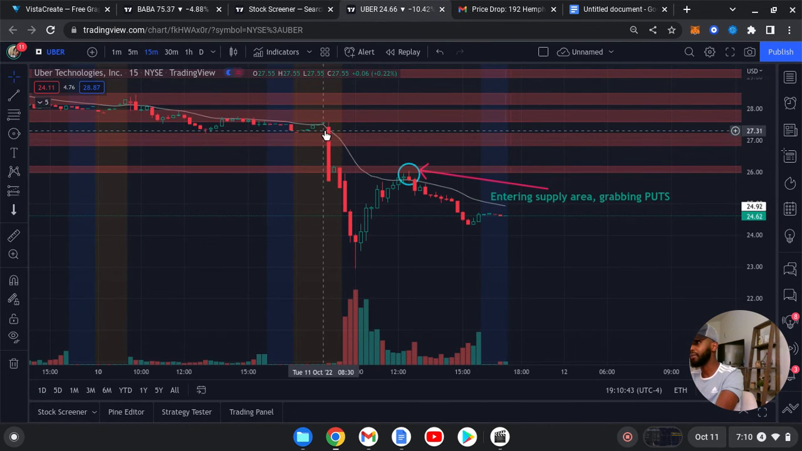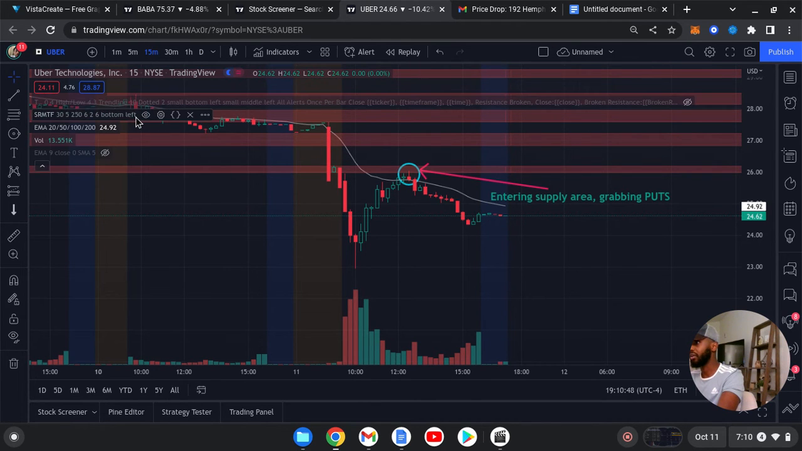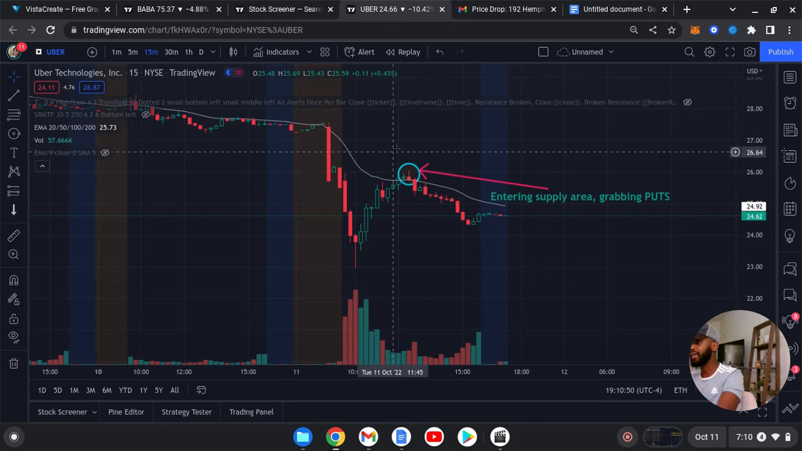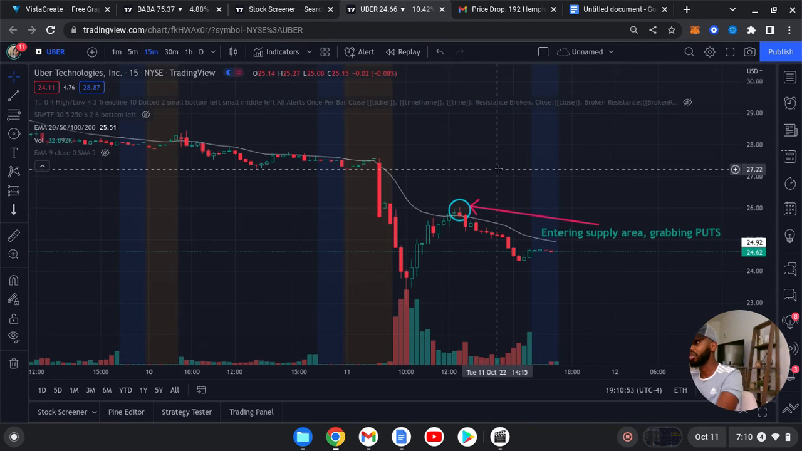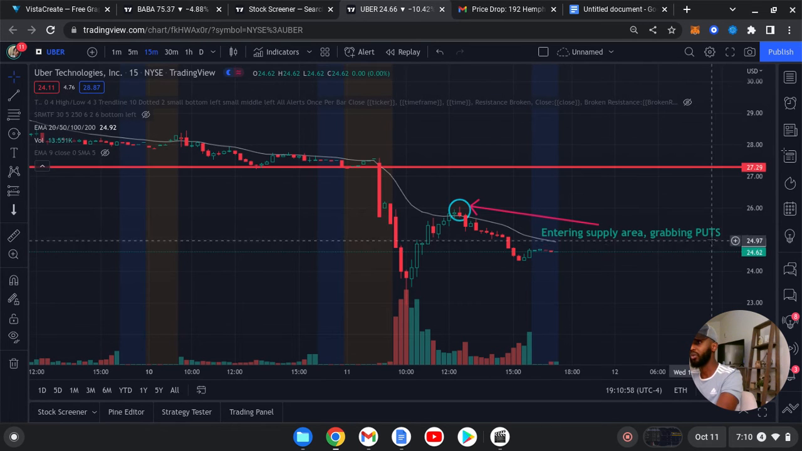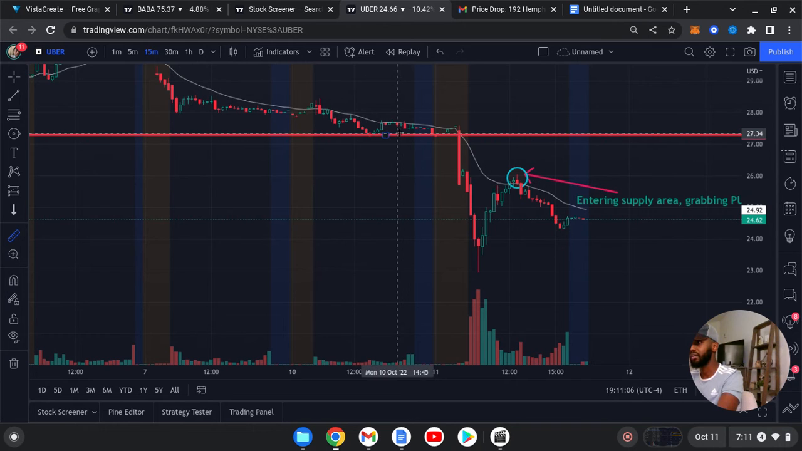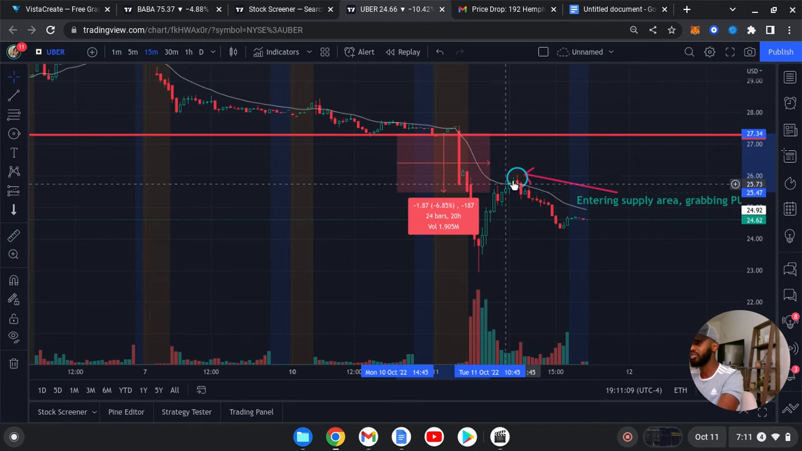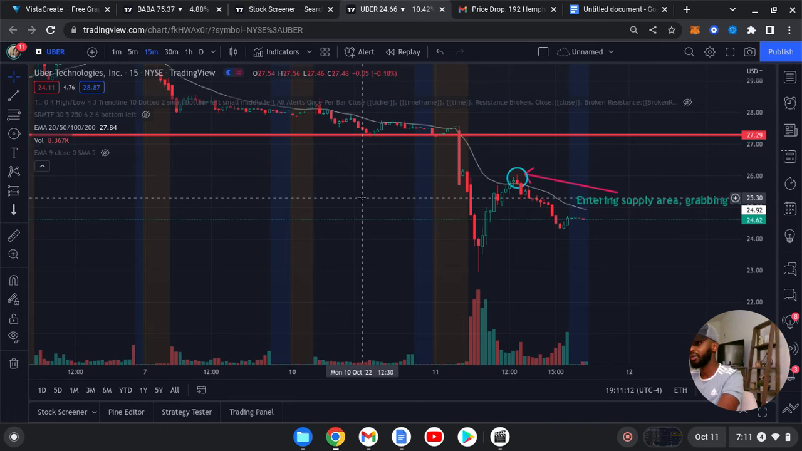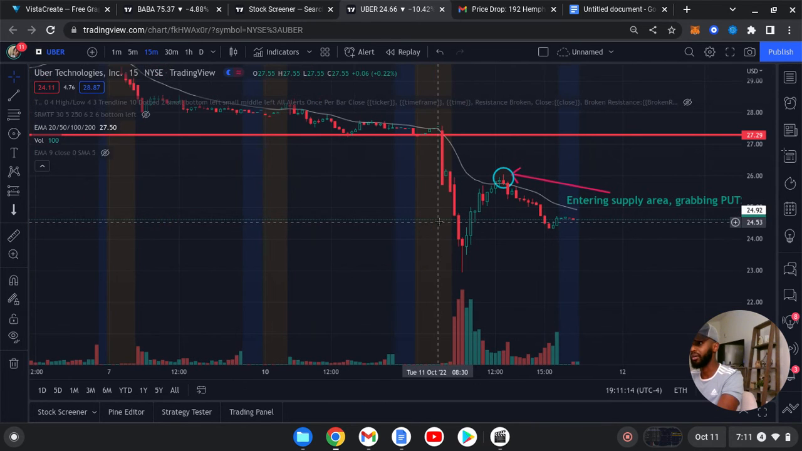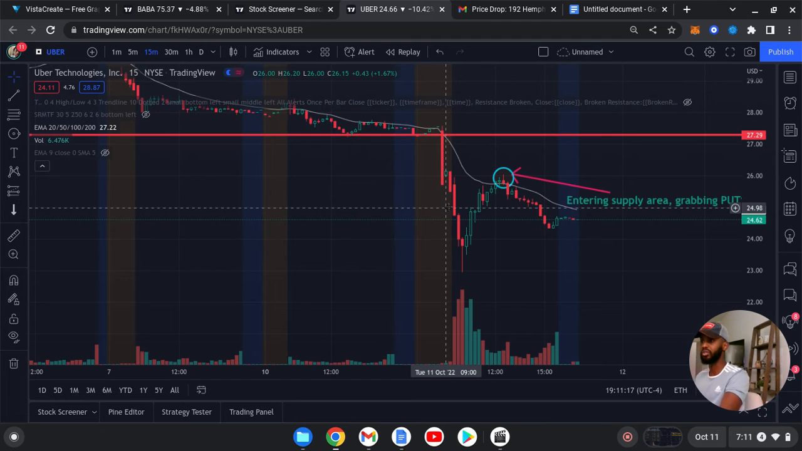So in pre-market, I can see, if I get rid of all of my indicators, that yesterday's low was here at 27.29, and in pre-market Uber drops to about $25, right? So it's down 7% in pre-market. So is this bearish or bullish? It's bearish, right? It's on the downside.